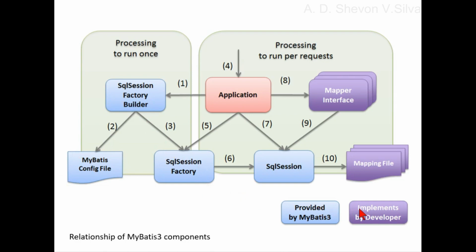Processes that are performed for each request from the client are executed with the following flow here. 4, client requests a process from the application. 5, application fetches SqlSession from SqlSessionFactory. In 4 and 5 here, the application fetches SqlSession from the SqlSessionFactory that is built by using SqlSessionFactoryBuilder. 6, SqlSessionFactory generates a SqlSession and returns it to the application.